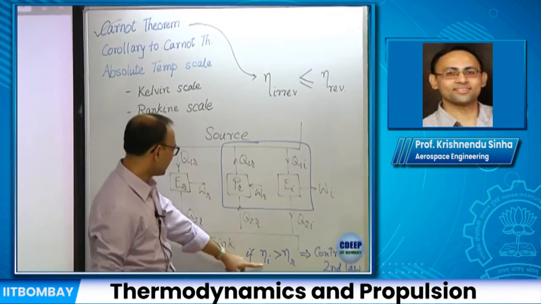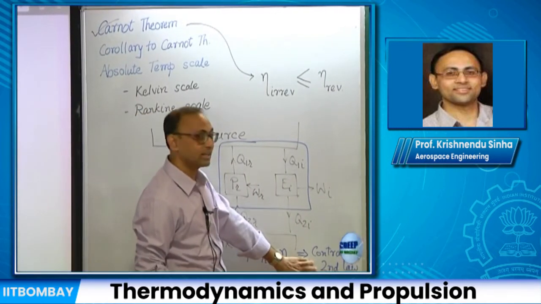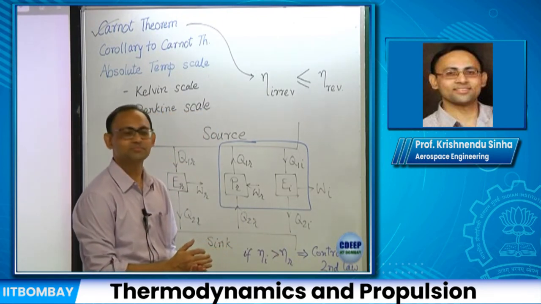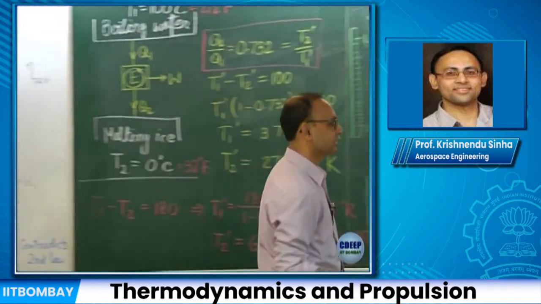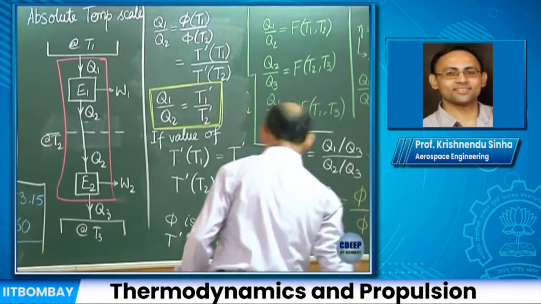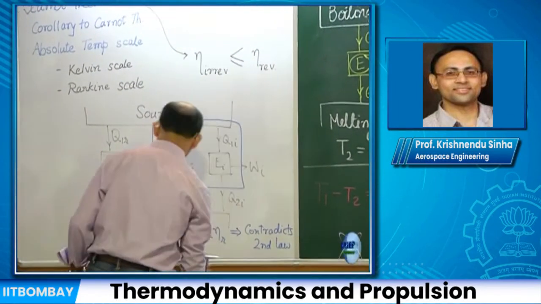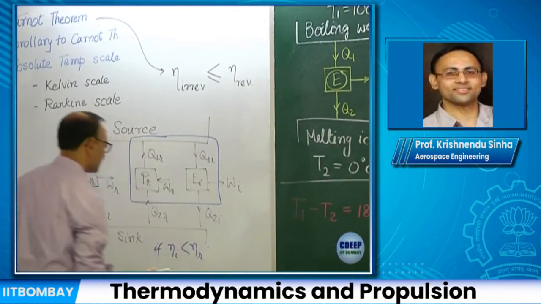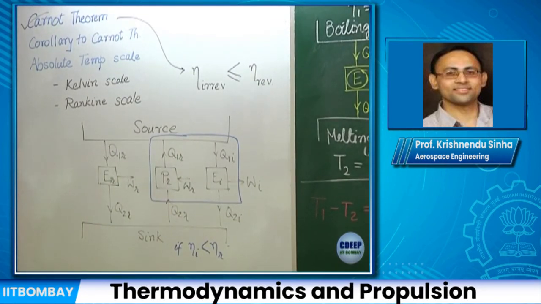So we said if we start with eta I greater than eta r, we end up contradicting second law. But what if we start with the other way around? What if we say that eta r was greater than eta I? Do we still get a contradiction? What happens? Exactly, but what do we get if we follow this?